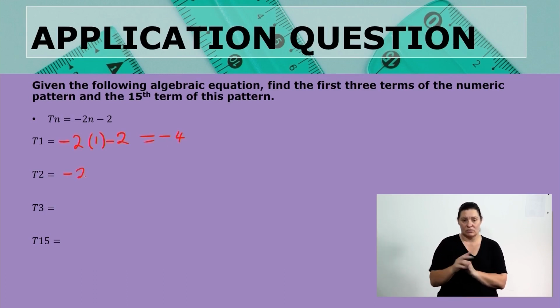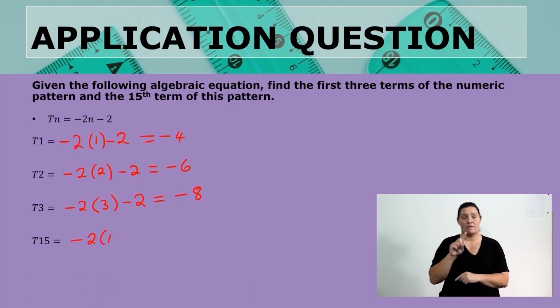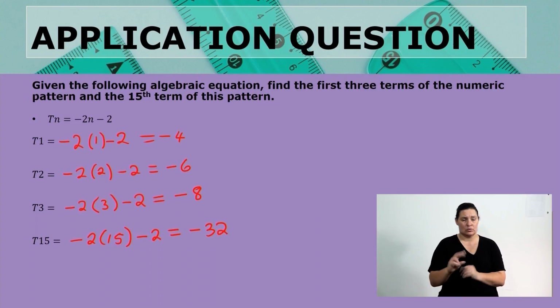Then we have negative 2 multiplied by 2 because we are working with the second term. Negative 2 multiplied by 2 is negative 4, minus 2 is going to give us a negative 6. The next one, which is our third term, is going to be negative 2 multiplied by 3. And when we subtract 2, that is going to give us a negative 8. For us to find the 15th term, we are going to say negative 2 multiplied by 15, which gives us a negative 30. When we subtract 2 from that, we are going to get a negative 32.